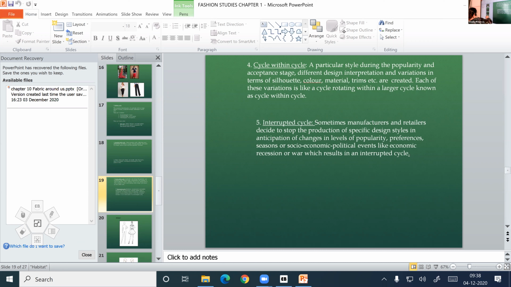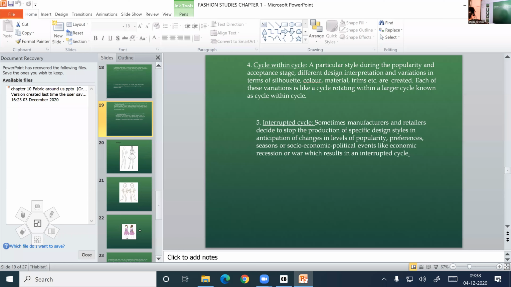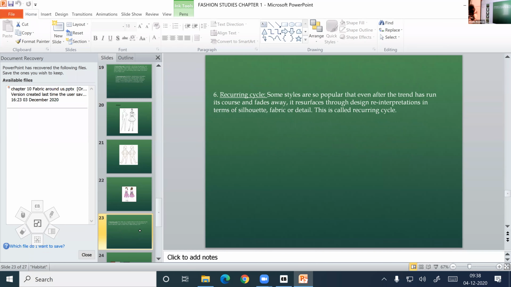The recurring cycle. I'll show you. In the recurring cycle, there are some styles that are popular even after the trend has run its course and fades away. It resurfaces through design reinterpretations in terms of silhouettes, fabric, or detail. This is called the recurring cycle. And I'll explain it to you.